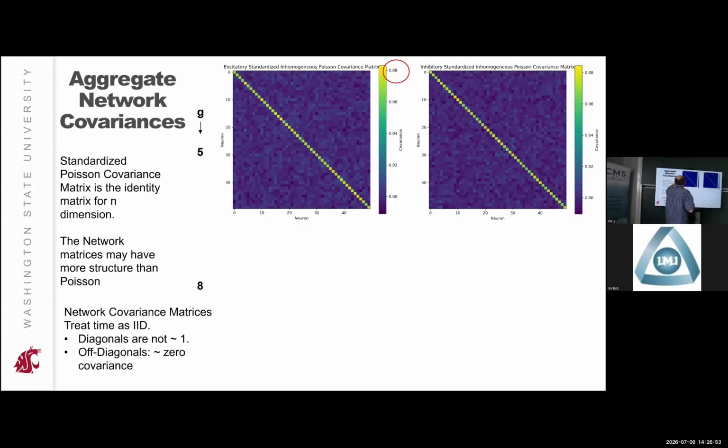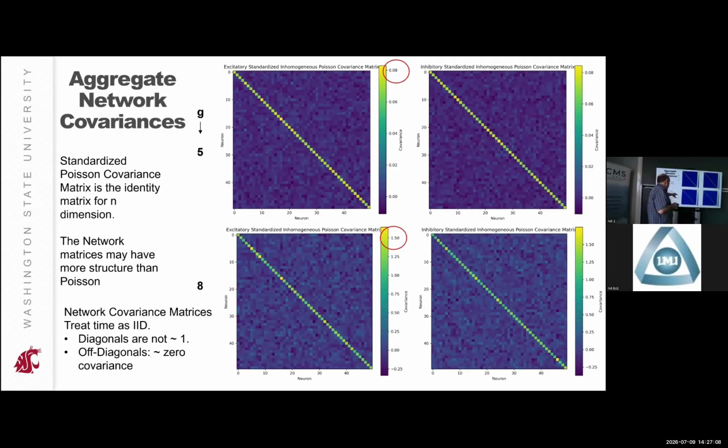In the network, that's the G equal to 5 parameter for the Brunel network, running with estimates of the variance a lot lower than what Poisson predicts. Compared to G equal to 8, in which case, again, we get a pretty similar structure, mostly diagonal, mostly an identity matrix. If we do statistical tests, they are about the same values, but the values on the diagonal are close to 1.5 rather than 1. So we learned some things about those networks in different regimes.